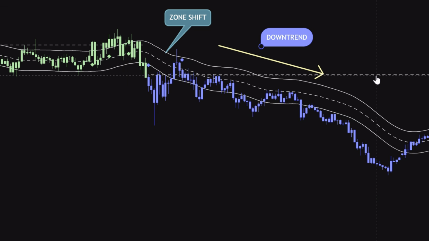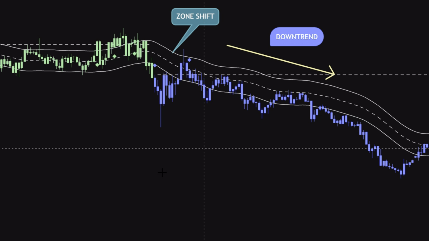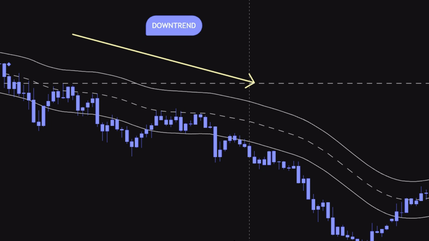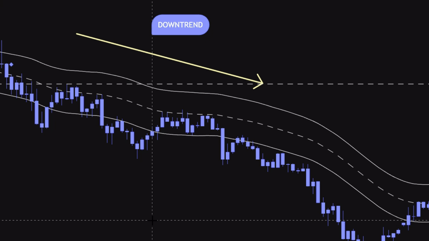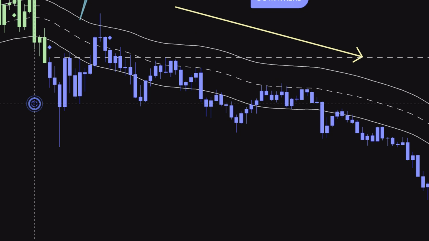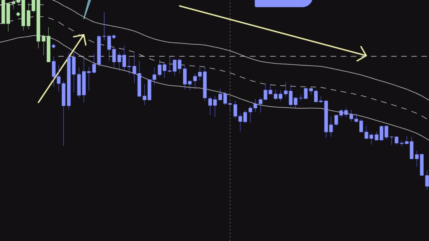But how do we enter? Do we enter when the Zone Shift changes color? Absolutely not. That's not how we trade this strategy. Instead, we use price action. We wait for price to give us a discount zone. And what is the discount zone? We wait for price, which is currently below the Zone Shift indicator, to pull back and retest the Zone Shift channel. That pullback gives us an opportunity.